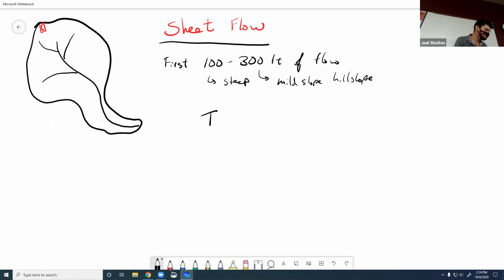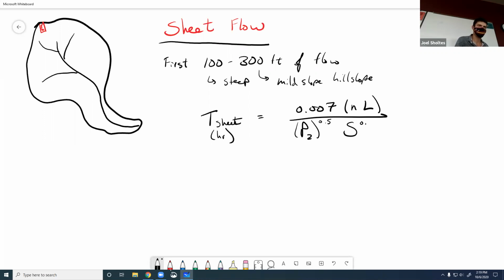And we have an equation we'll use. It's an empirical equation, like most of this is. So time of sheet flow in hours is equal to 0.007 N times L, we'll define those in a second, over P2 to the 0.5, S to the 0.4. So a very clunky empirical equation. Let's take a look at what these are.